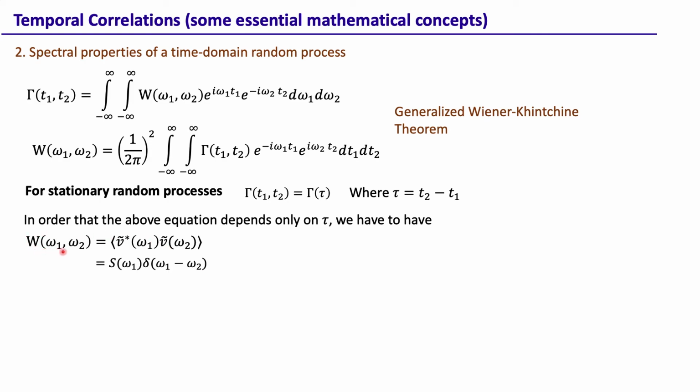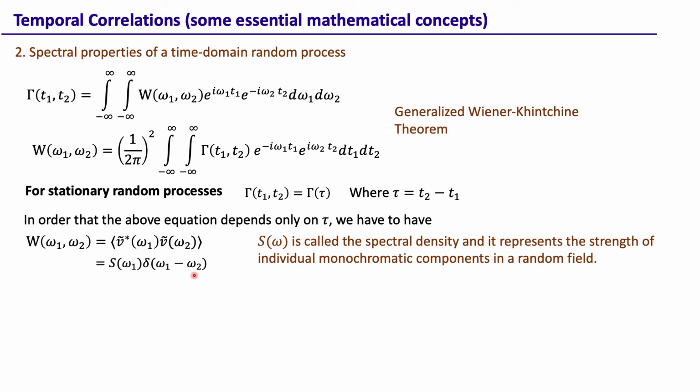So if and only if W has this form, S of omega 1 and delta of omega 1 minus omega 2, does this side depend only on T1 minus T2. Otherwise, for any other functional form, this side will depend on both T1 and T2. Since we want it to depend only on tau, the only way is this. So for a stationary random process, the cross spectral density function has to be in this form, and S of omega is called the spectral density. It represents the strength of individual monochromatic components in a random field.